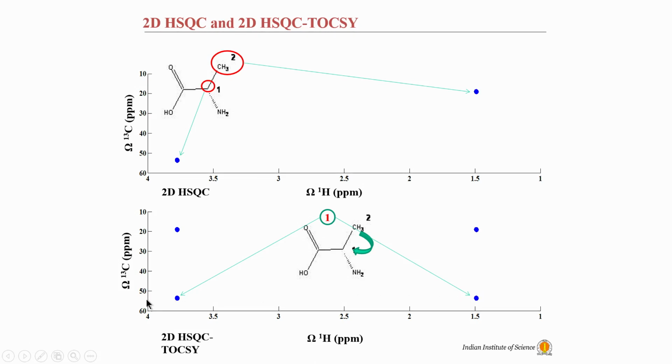So, I am seeing this TOCSY peak here, these two are repeated here, and one line corresponds to the H beta, C beta here, which is 20 ppm, and another line corresponds to C alpha, which is around 55 ppm. And this is something we saw in the previous slide, and this is just a repetition of that. So, how does HSQC TOCSY help us in assignment?